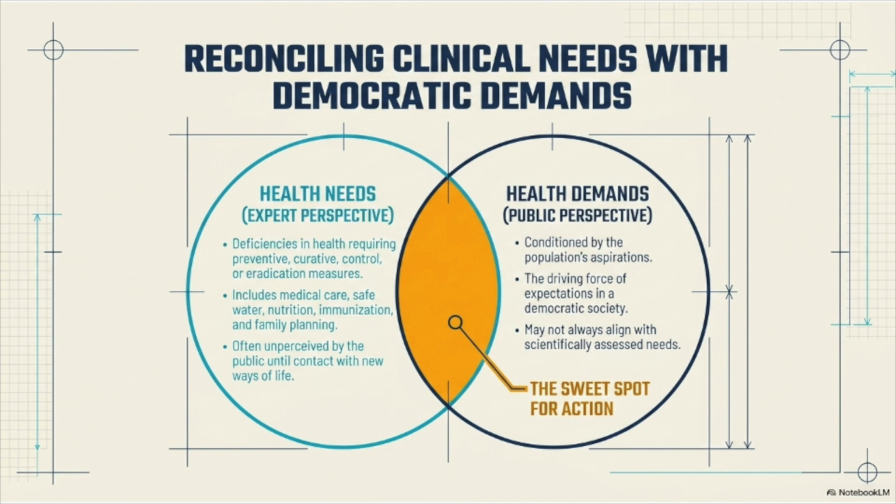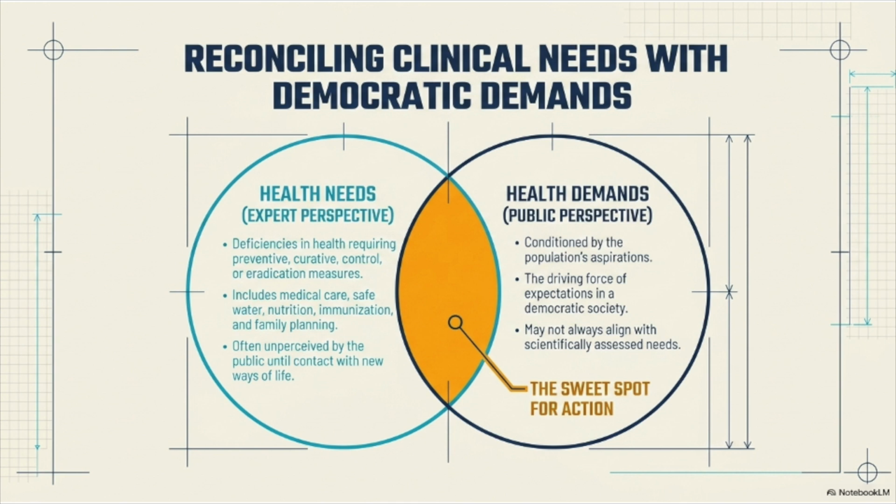Now, health planning is not only about what experts think is needed, it also involves reconciling clinical needs with democratic demands. Health needs represent the expert perspective, covering deficiencies in health that require preventive, curative, control, or eradication measures, including medical care, safe water, nutrition, immunization, and family planning. These needs are often unperceived by the public until they come into contact with new ways of life.